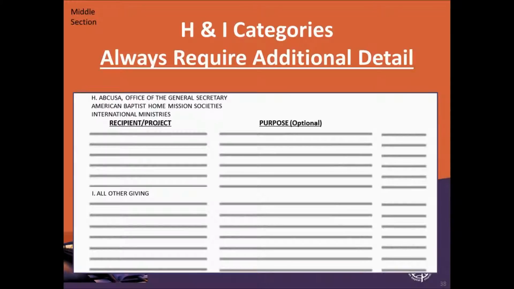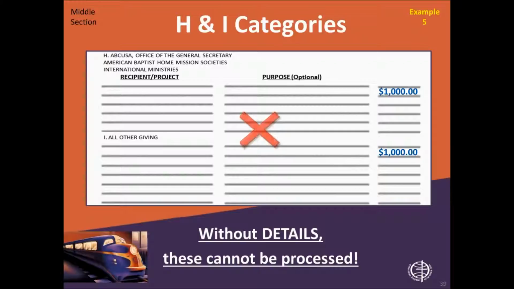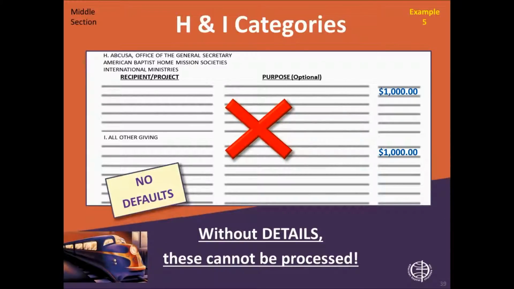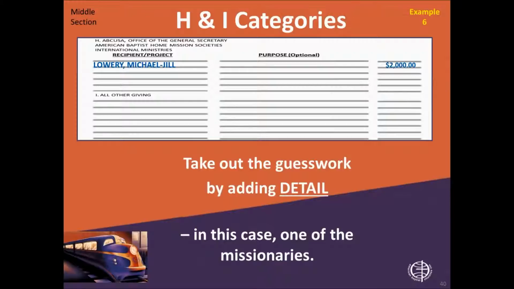These always require additional detail. You can't get away from it. If you put in an amount figure for any of these and leave it blank, we cannot process them. We have no defaults to use. We just don't know what your intentions are. So instead, it's very helpful if you write something in to help us take out the guesswork. So in this case, we're adding one of the missionaries for $2,000.